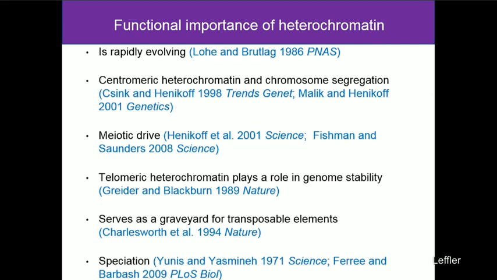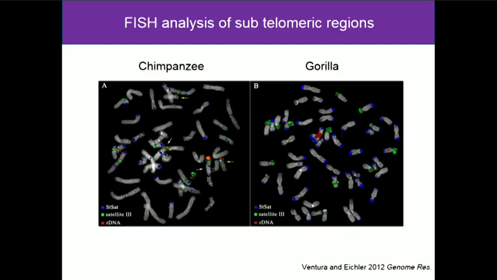These heterochromatin regions serve as graveyards for transposable elements. They tend to have low recombination, so the elements land in there and die there. And that has evolutionary consequences. And we've heard a couple of examples where divergence in these processes can result in actual interspecific hybrid dysfunction and hence speciation. So how do we study these?